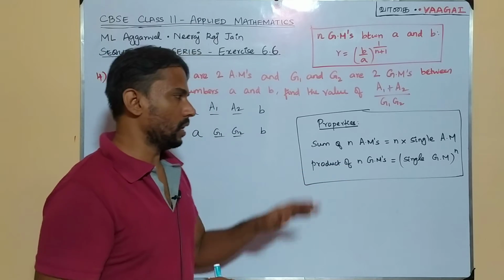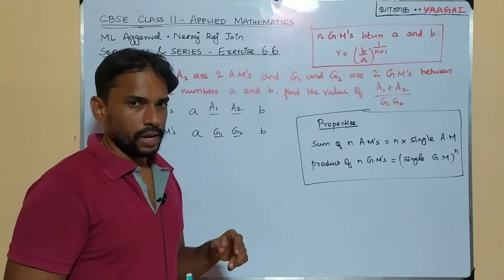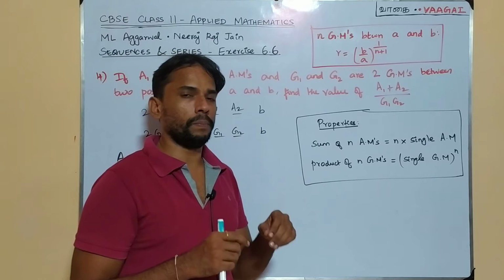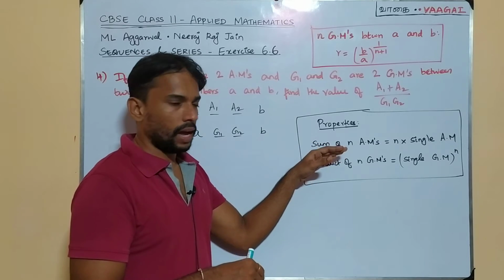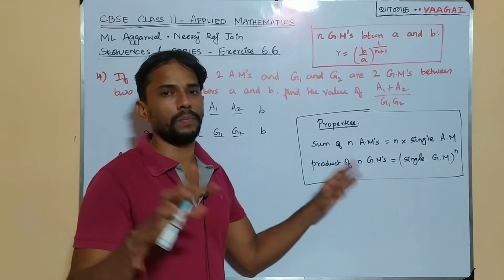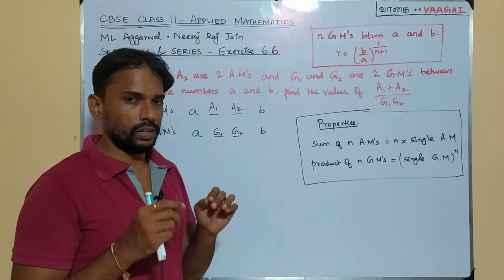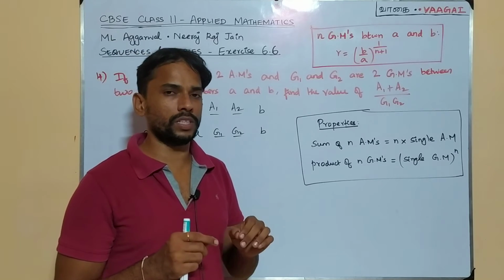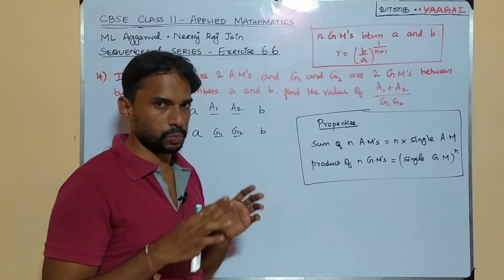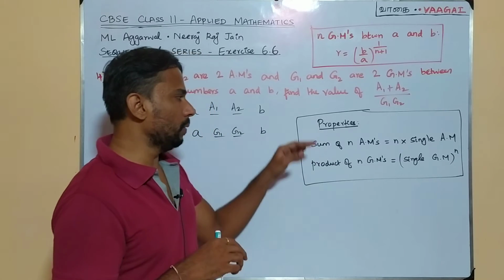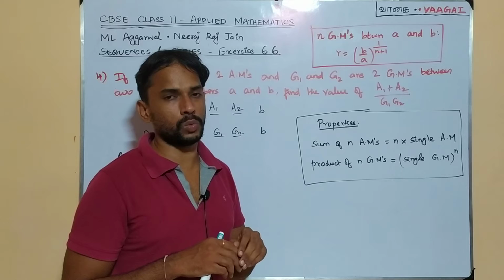We have got 2 properties. One of them is based on arithmetic means and the other one is based on geometric means. We'll try to understand these properties in a careful way because they are going to play a very vital role in solving this problem. Coming to the first one.